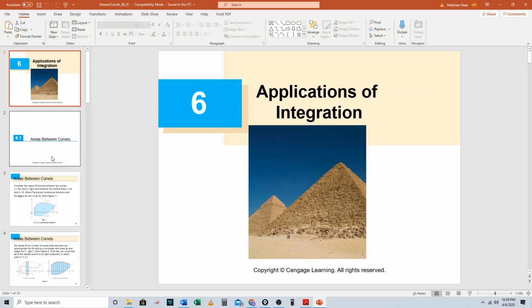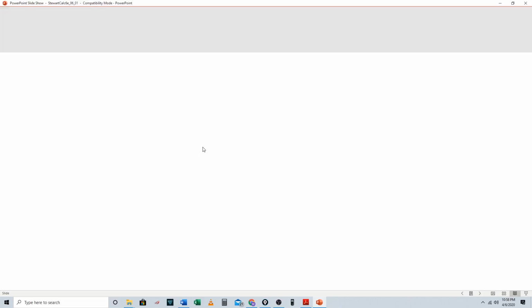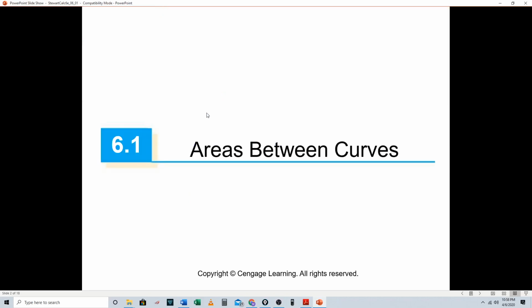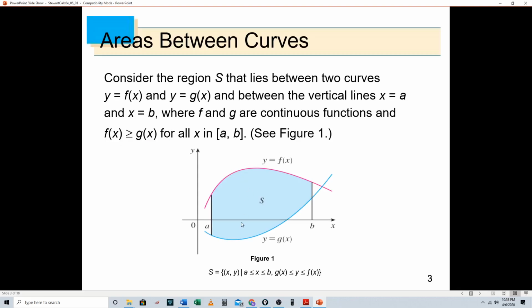So, chapter 6, we're going to start with areas between curves. Just like integration is finding area between the curve and the x-axis, we can actually use integration to find area in between two specific curves. Now, this only is true as long as I know where one function is greater than another. Because I'm trying to find the area between two curves, I need to know which one is above the other.